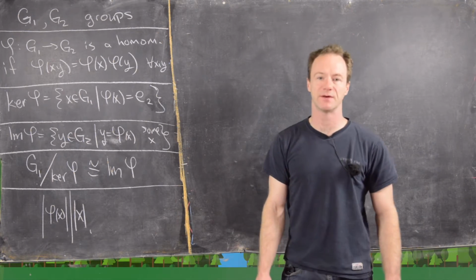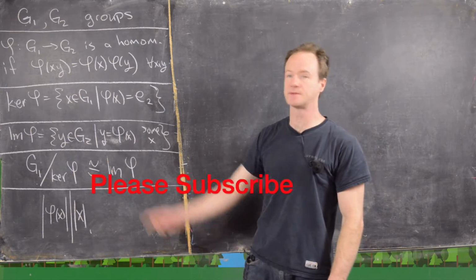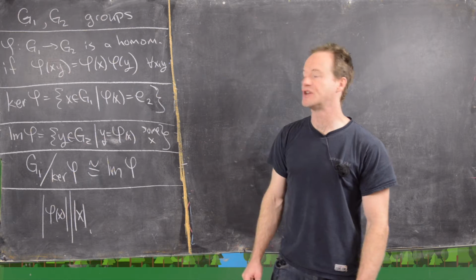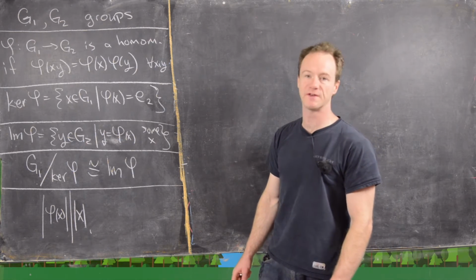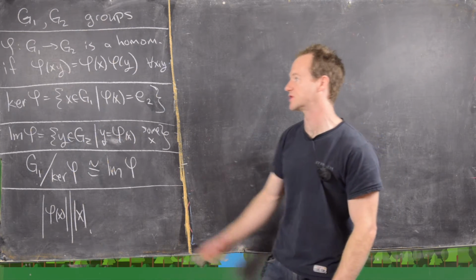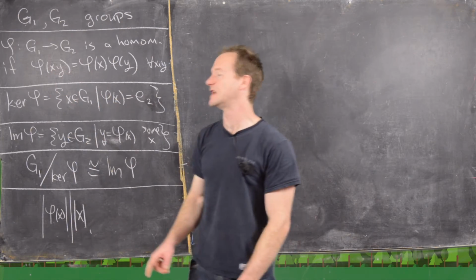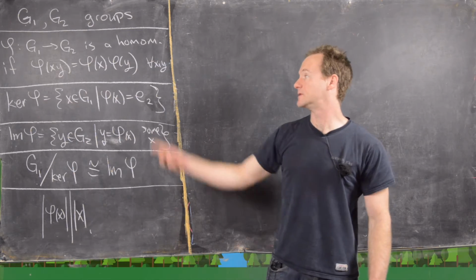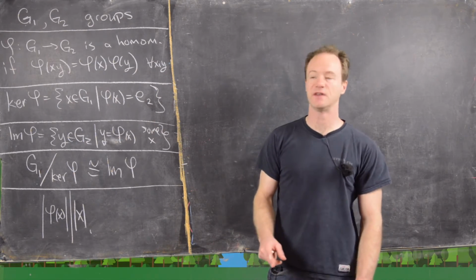So our setup is that G1 and G2 are groups, and a map, otherwise known as a function, from G1 to G2 is called a homomorphism if it respects the group operations. So here, if we apply phi to the product xy, that's the same thing as taking the product of phi of x and phi of y.